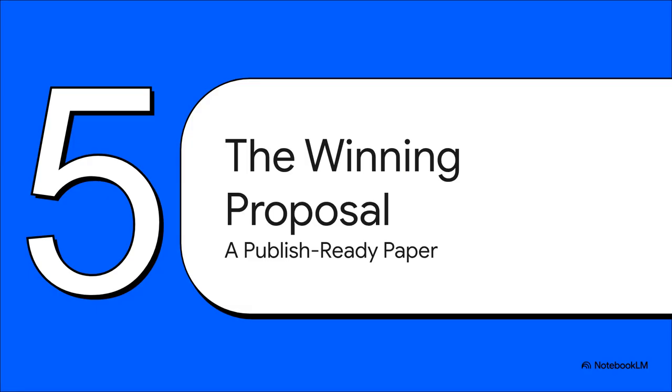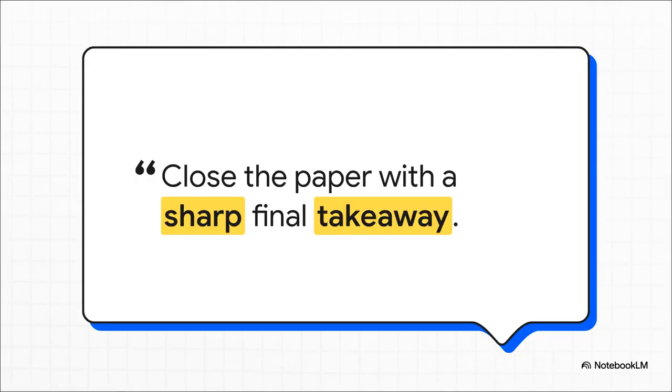Section 5. The winning proposal. So, by organizing the literature thematically, strictly enforcing that one idea per paragraph rule, and aligning everything to the golden flow strip, the messy draft is completely gone. In its place is a sharp, publish-ready paper that reviewers will actually enjoy reading.